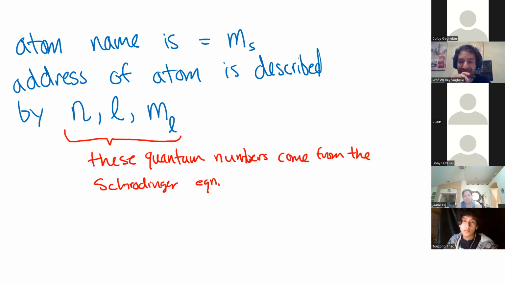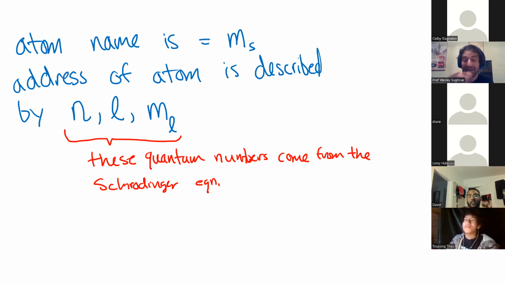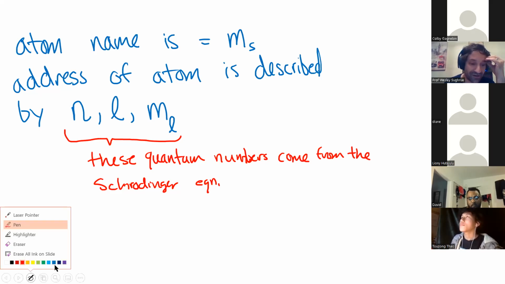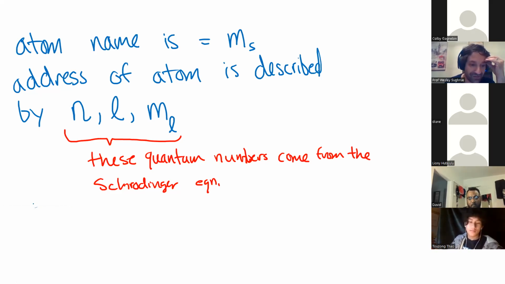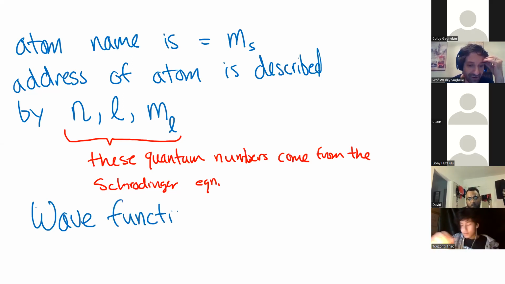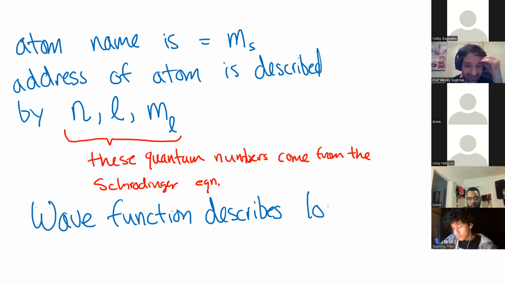Because the name doesn't have to require you to be located somewhere specifically, but the address will always describe where you are located. The function describes where you are located. Sorry? Can you say that again? Break that down again? Yes, no problem. Okay, so let me even write it down. Remember that the Schrodinger equation, the wave function, describes location, right? The wave function describes location.